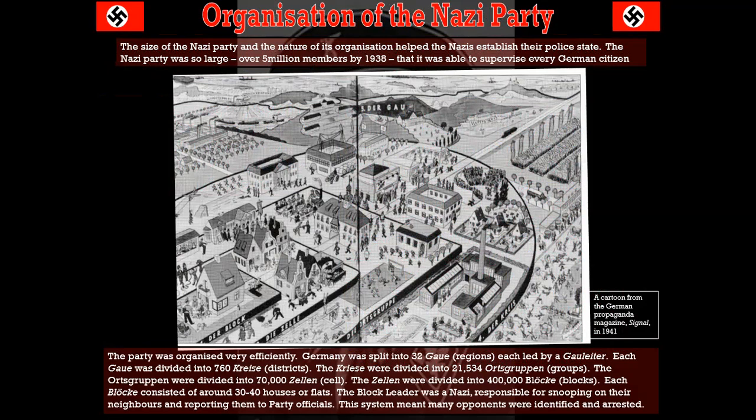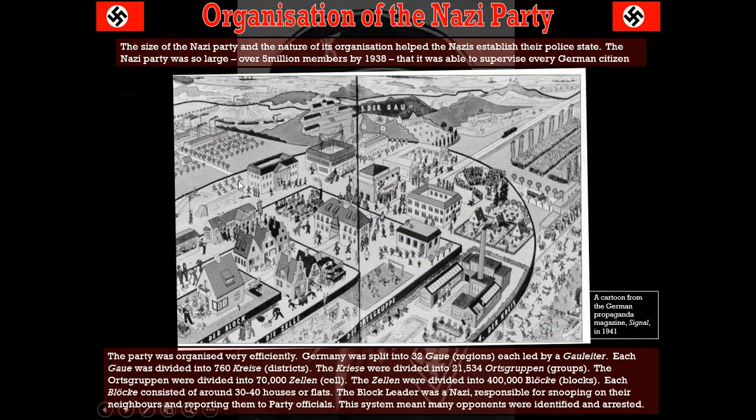Germany is split into 32 Gaue. Here we are, the plural of Gau is Gaue. These are regions, if you will, each led by a leader, a Gauleiter. I've told you before that Goebbels was promoted to Gauleiter of Berlin. So Berlin was a region. Each Gau was divided into 760 Kreise, or districts. Der Kreis, here it is, district.